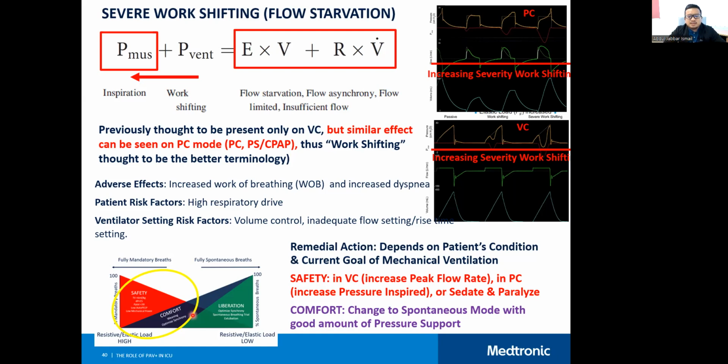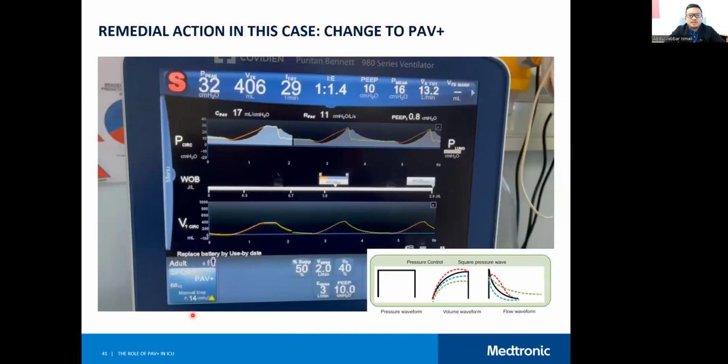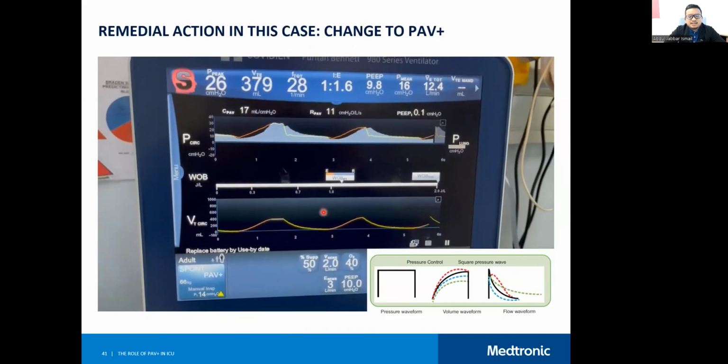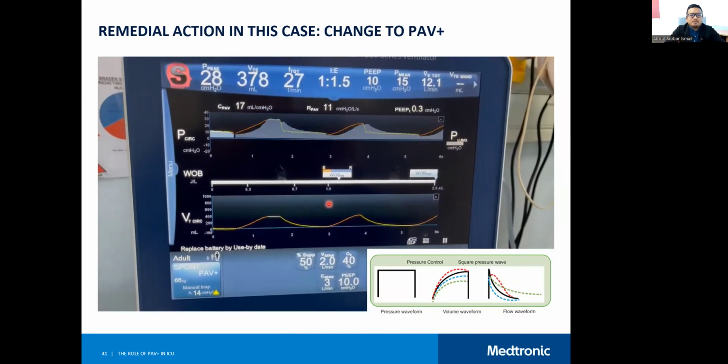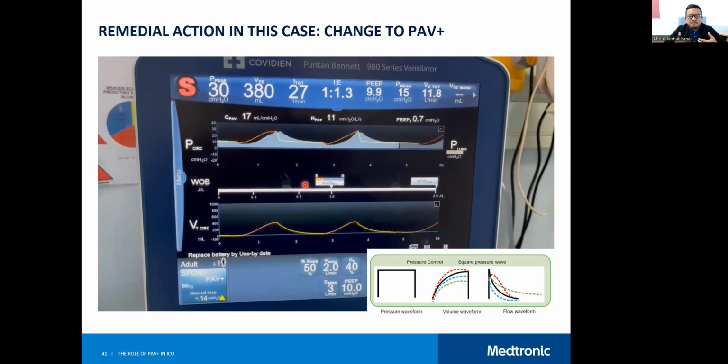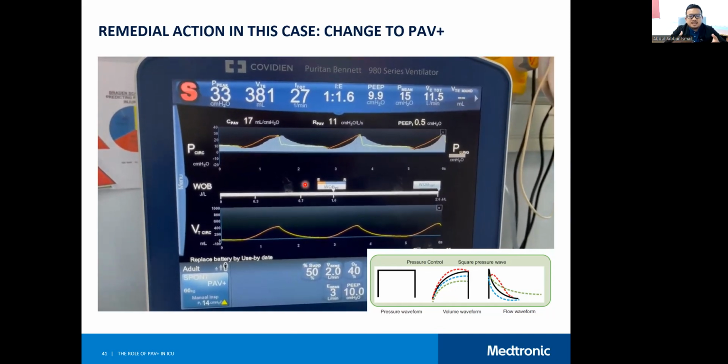If the goal is going towards comfort, we can change to pressure spontaneous mode with a good amount of pressure support, or we can use PAV plus. So the remedial action in this case is that I changed to PAV plus, and although the C5 is still quite low, when we change to PAV plus, we can see an immediate improvement of the synchrony, there is no asynchrony, and the patient is clinically much better, not so dyspneic.